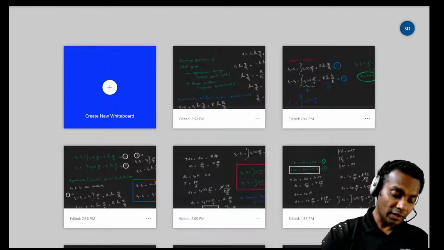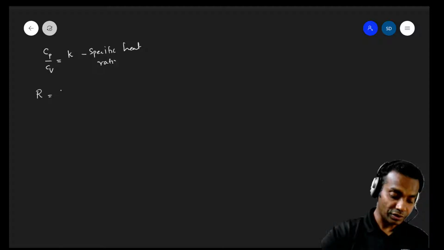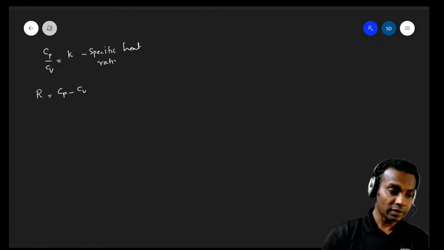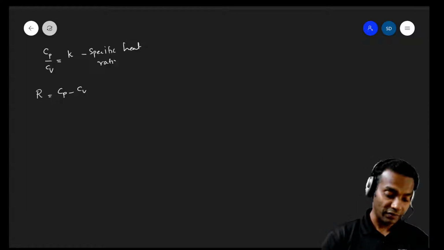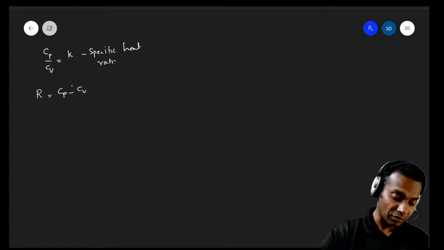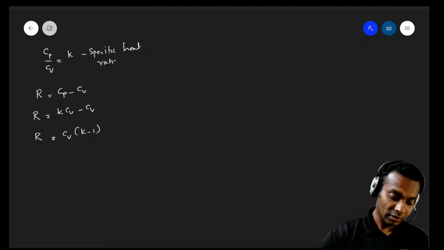From Cp and Cv, Cp over Cv equals k. This is called the specific heat ratio. We also know that R, the gas constant, is equal to Cp minus Cv. Instead of Cp, I'm going to substitute k Cv: R equals k Cv minus Cv. From that, Cv times k minus 1 equals R. Then R over Cv is equal to k minus 1.